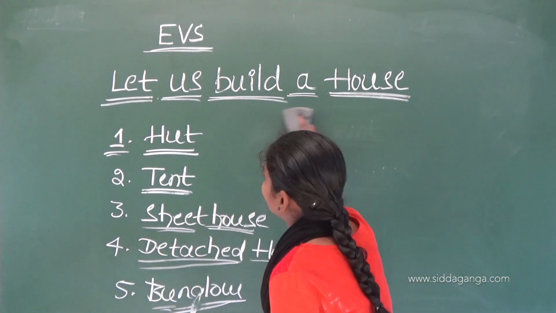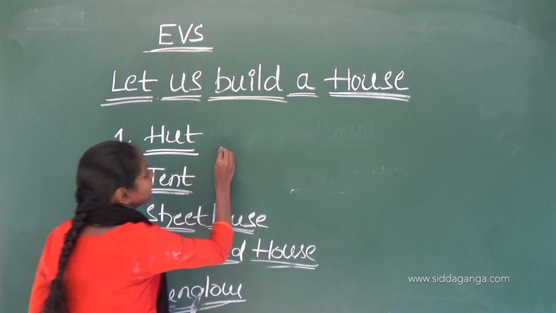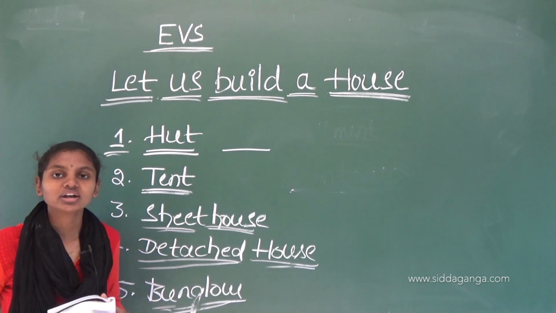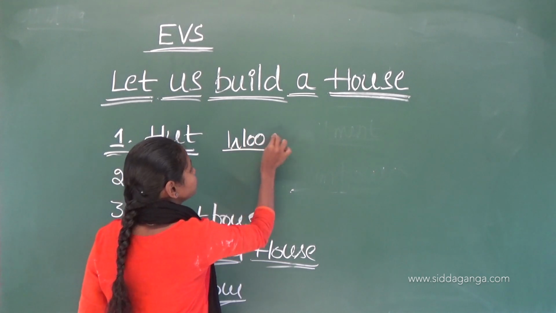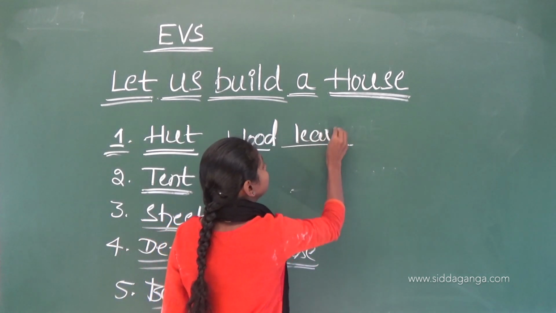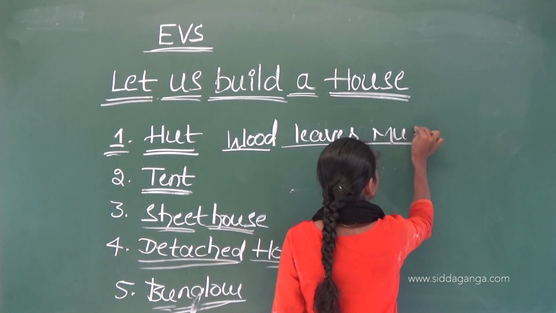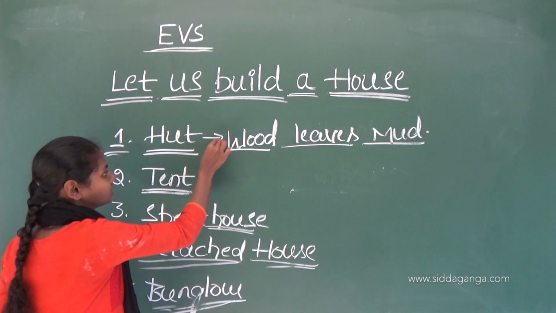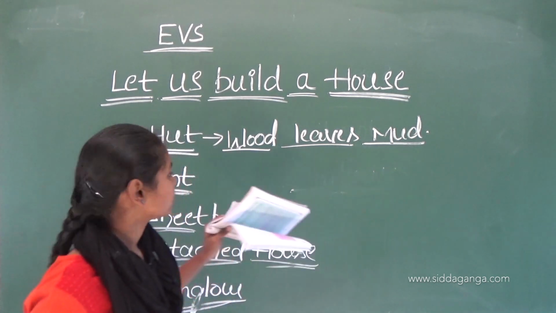So the first one is what? We have to write, first one is hut, and what are the materials for the construction of a hut? Those are wood. So you have to write here wood, leaves, mud, sand. These are all the materials which are used to construct the hut.